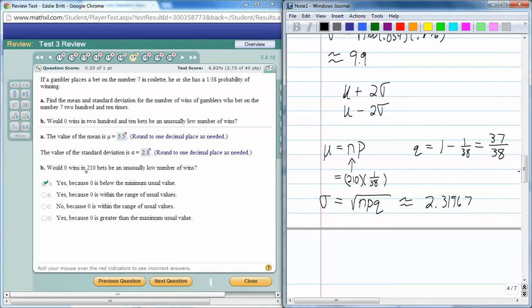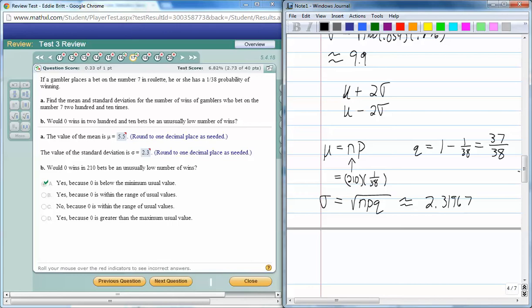Would 0 wins in 210 bets be an unusually low number of wins? Just if you didn't know anything about statistics and you had bet on something 210 times, I'm not saying like a lottery ticket, I'm saying like roulette or something to that effect. You bet 210 times and you didn't win any of those times, then of course that's unusual.